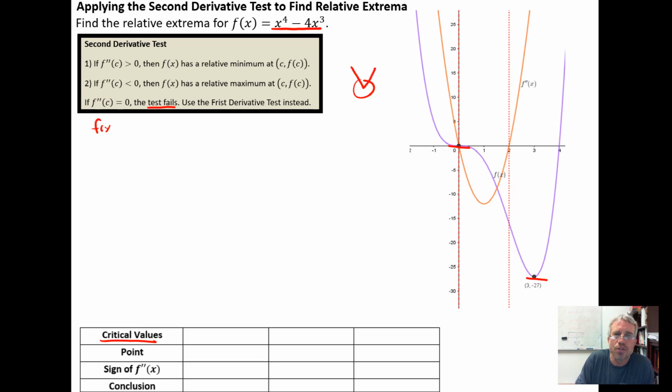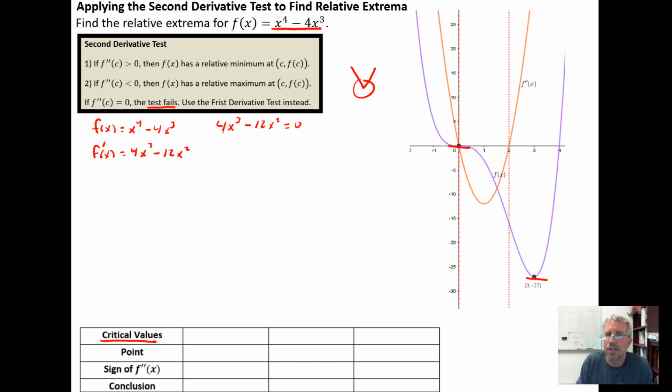So take your function f of x, rewrite it, and then find its derivative, which is going to be 4x cubed minus 12x squared. And the derivative is a polynomial, so we know it's not going to be undefined because it has domain from negative infinity to infinity. But indeed, f prime might equal 0, so we need to determine when does 4x cubed minus 12x squared equal 0.